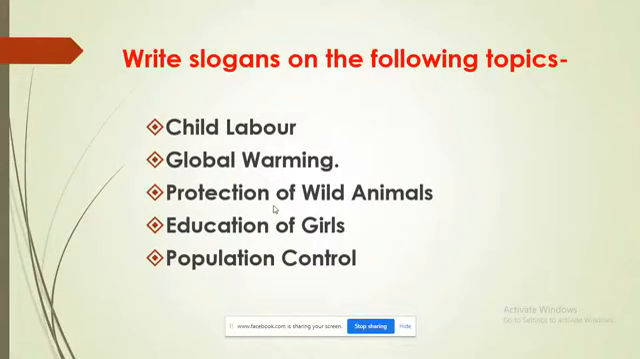Dear children, now here are some other topics and you are supposed to write slogans on them. Had it been a regular class, I would have asked you to write them in class. But now I want you to note down these topics and later, with a free mind, write slogans on them. So note down: child labor, global warming, protection of wild animals, education of girls, population control.